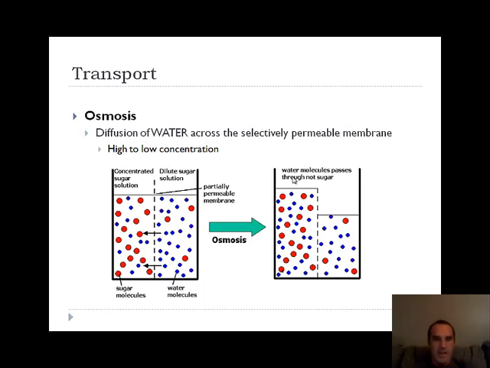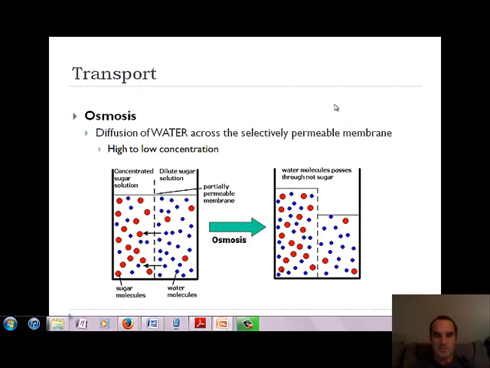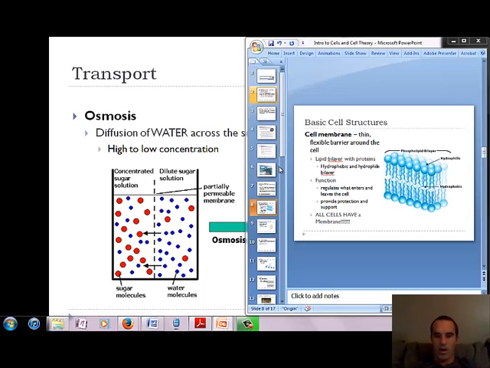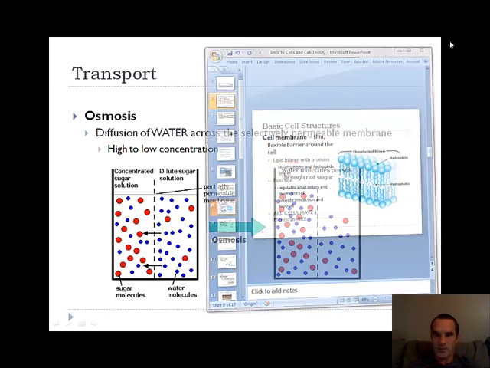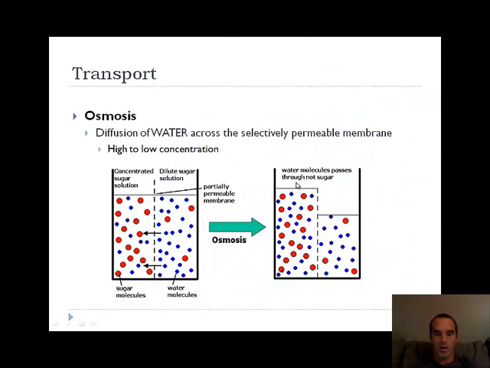We have a special name for the diffusion of water across a membrane. That's called osmosis. Water is going to be able to move through a cell. So you could set this up. Let's say we had a glass, and we set up a semi-permeable membrane.